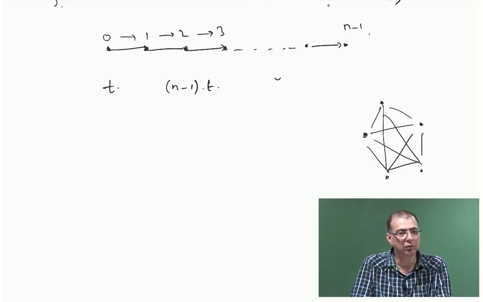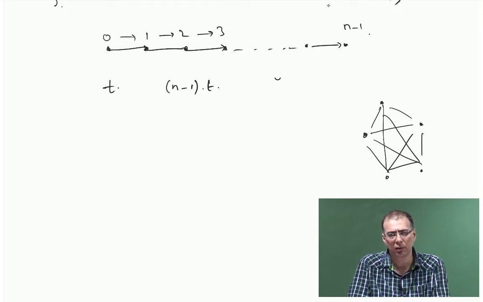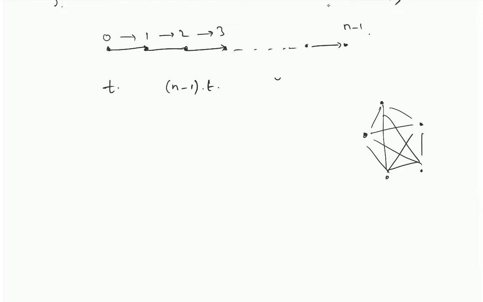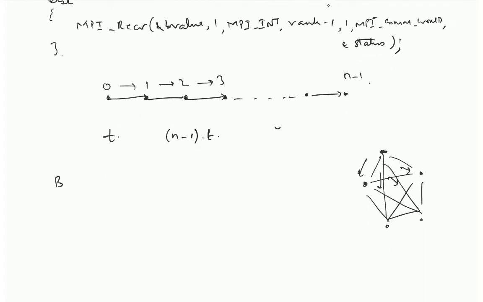So, what can I do in this case? Is there anything else I can do which is slightly better? You could design all kinds of algorithms. One option is that rank 0 could just send data to all the processes individually, right? So, all these send and receive calls that we have discussed so far, right?